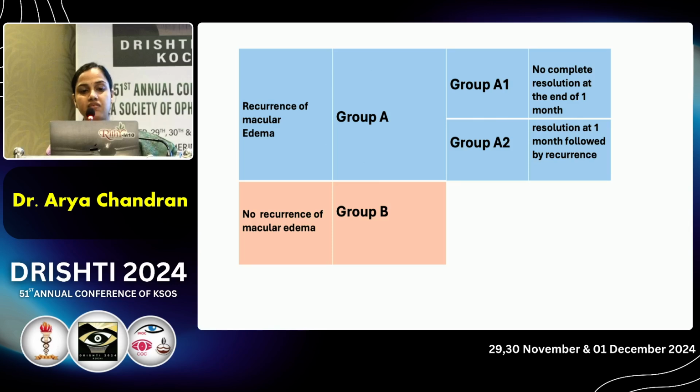And Group A was again divided into Group A1 and Group A2. Group A1, there is no complete resolution of macular edema at the end of 1 month of intravitreal injection, and Group A2, there is resolution of macular edema at the end of 1 month of injection, but there is a recurrence of macular edema during the follow-up period of 6 months.